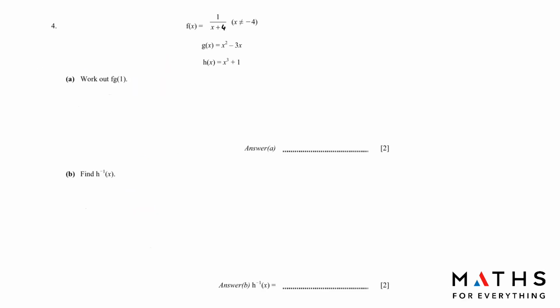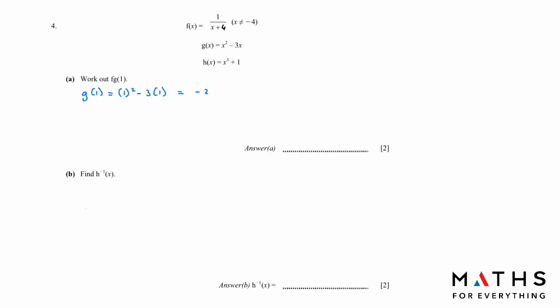Question number 4. We have been given f of x, g of x, and h of x. A, work out f of g of 1. This is again a composite function, but it does not have an x. It's got a 1. So I'll show you another way to work it out. Instead of going from out to in, we'll just find g of 1 first. So in place of x, we are going to replace 1. And this will give us negative 2.